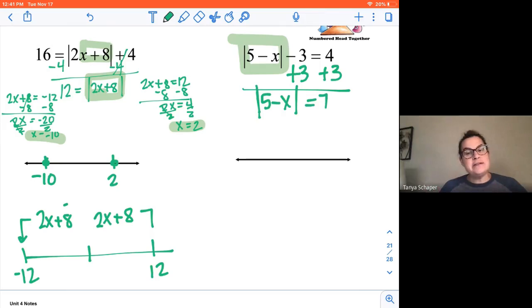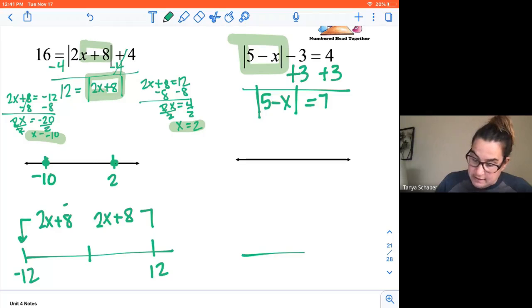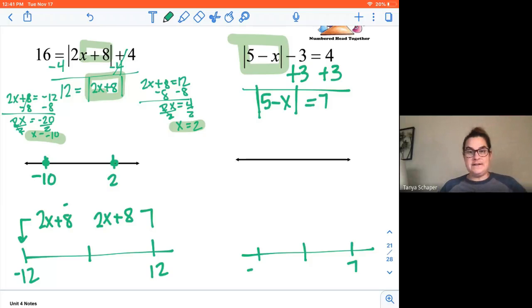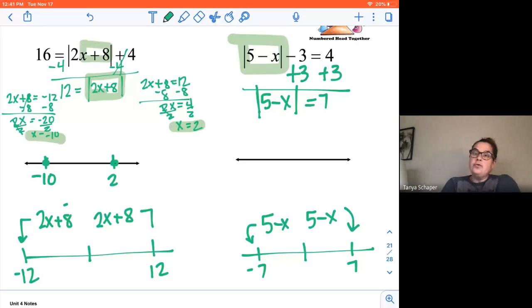Now what that tells me is that the absolute value symbol is all by itself. So I need to get to 7 and negative 7, because 7 and negative 7 are both 7 away from 0. So 5 minus x gets me to 7, and 5 minus x gets me to negative 7. Those are the 2 equations that I want to solve.